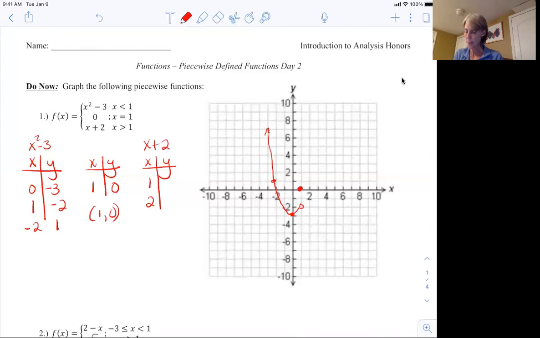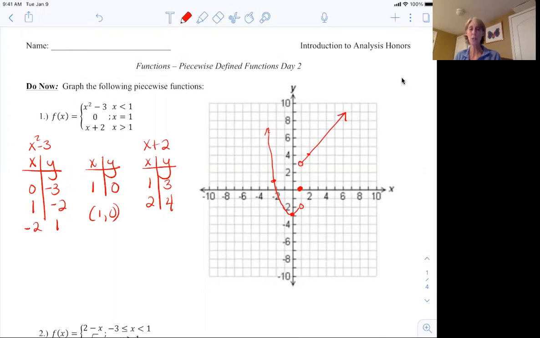And when x is greater than 1, we're going to be sketching that portion of the graph. It's going to look like a line. 1 plus 2 is 3. 2 plus 2 is 4. (1, 3) goes on as an open circle because of our inequality sign here. (2, 4). And there's my line. So that's basically what that graph looks like.